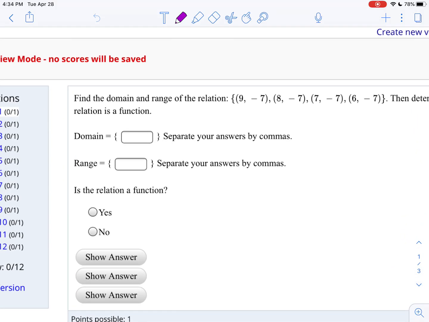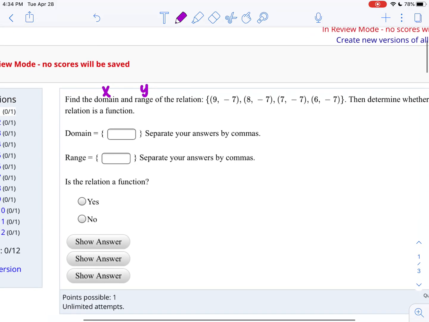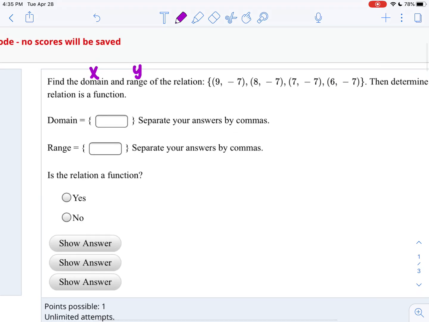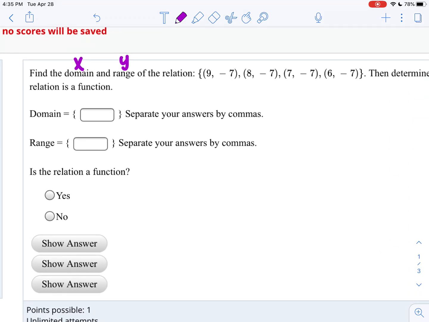Okay, domain is always your x and range is your y. I know we've talked about this, but it's easy to forget all this stuff. So then it says then determine whether the relation is a function. So first let's figure out our domain. If our domain is x, we're talking about all the x's here. So 9, 8, 7, 6.